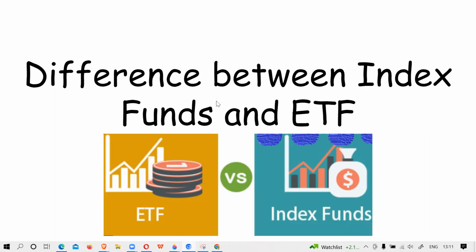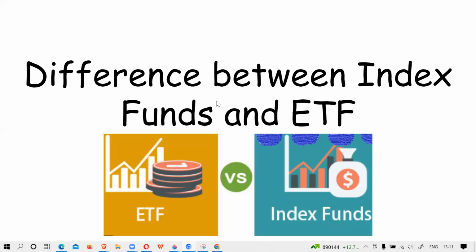Today we're going to learn about the difference between index funds and ETFs. ETFs and index funds are very common, yet very different. Most people will say index funds and ETFs are the same, but they are very different, and most people don't know what the difference is.